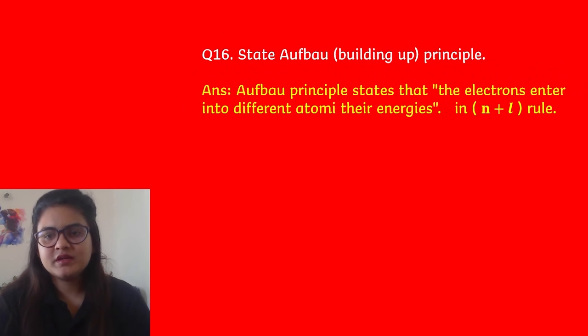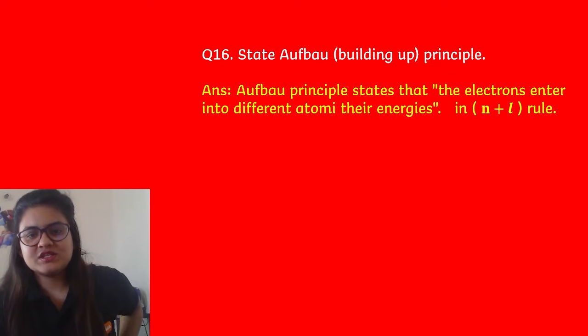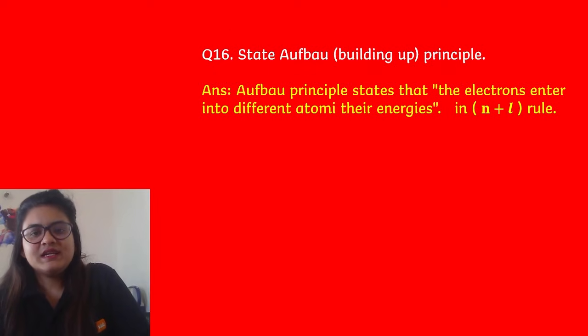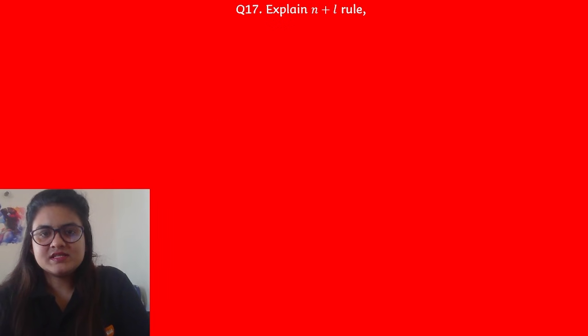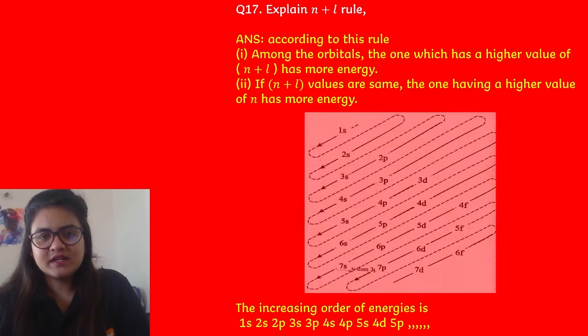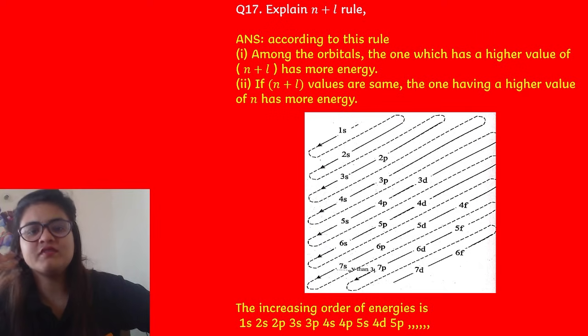Aufbau principle, very important. It states that electrons enter into different atomic orbitals with respect to the increasing order of their energy. So definitely the n plus L rule, we will proceed with the same thing. Here you can see, explain n plus L rule. This question also you can expect. According to this rule, the one which has a higher value of n plus L has more energy. If n plus L values are the same, then the one with the higher n value has more energy.